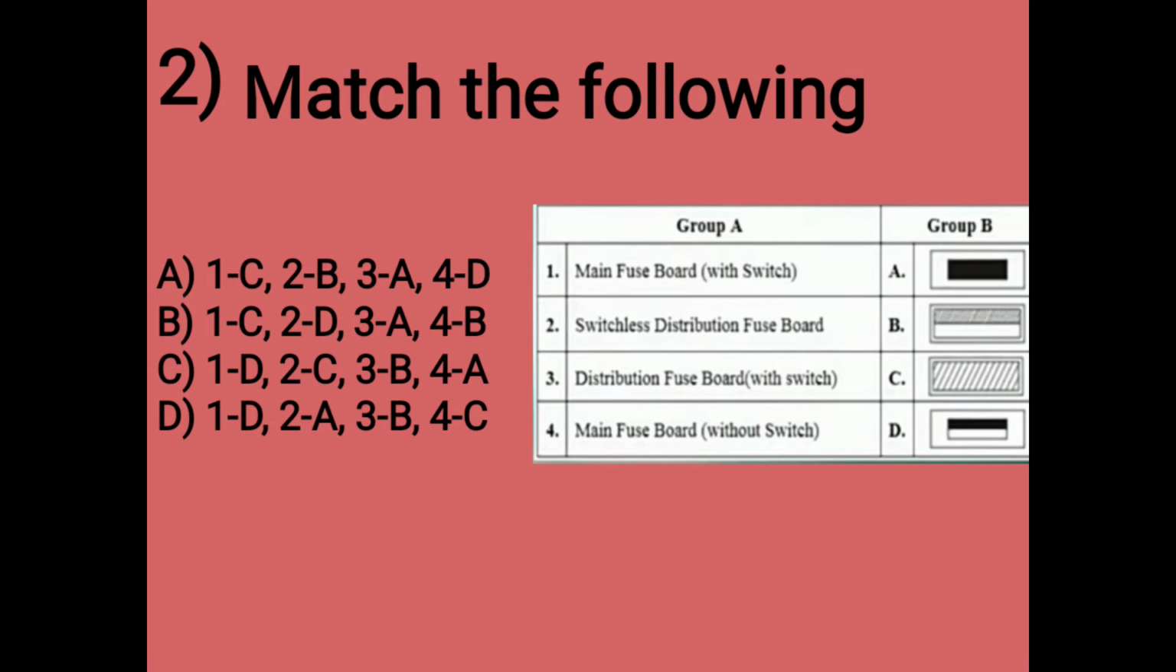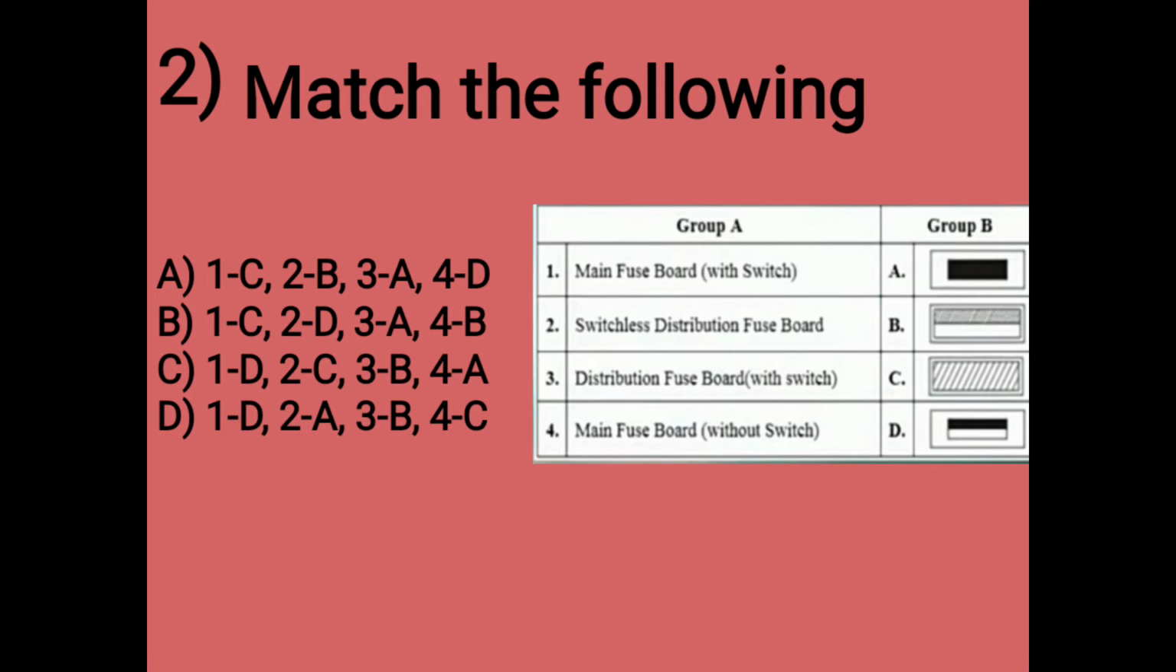2B means switchless distribution fuse board. Here see, this is the symbol of switchless distribution fuse board. Then 3A means distribution fuse board. This is the symbol of distribution switchboard or not. Then 4 is D, main fuse board. So main fuse board, this is the symbol of main fuse board or not. So the answer is option C, that is 1D, 2C, 3B and 4A.